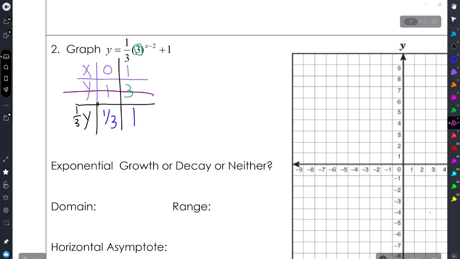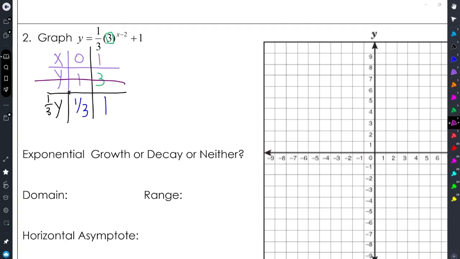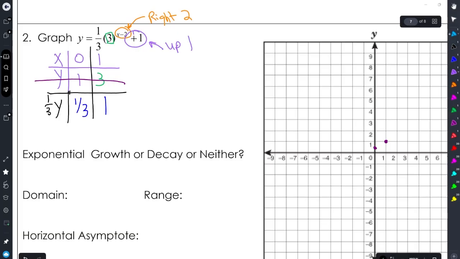Then we cross off that middle line, middle row right there. And now we're going to plot 0, comma 1/3 and 1, comma 1. Now the difference between yesterday and today is this minus 2 right here. I'm going to move right 2, and this plus 1, I'm going to go up 1. So I'm going to take these points and go right 2 and up 1, right 2 and up 1. Now I'm not going to connect them until I do my asymptote.